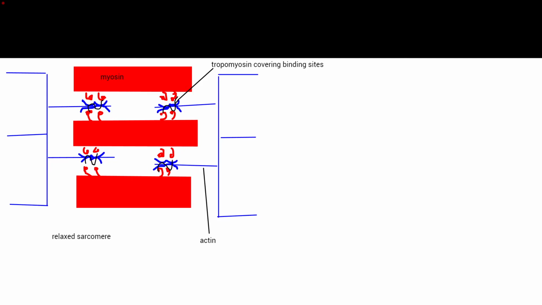Okay. So the myosin heads want to attach, but they can't because my tropomyosin is covering those binding sites. Now, we're going to get a stimulation, and we're going to get some calcium rushing in, and things are going to change. Okay, so this little purple dot is going to represent my calcium.